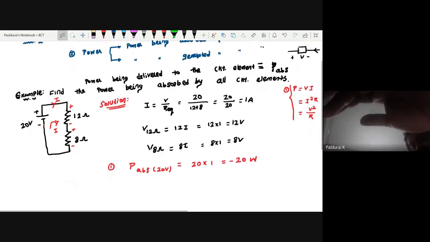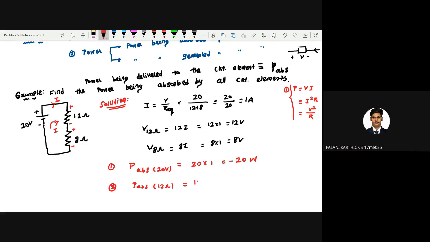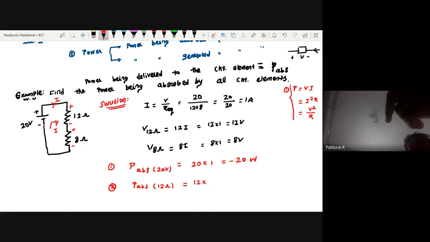Now, what is the power absorbed by the 12 ohm resistor? Anyone? What is the voltage across the 12 ohm? Minus 12. Minus 12 or plus 12?